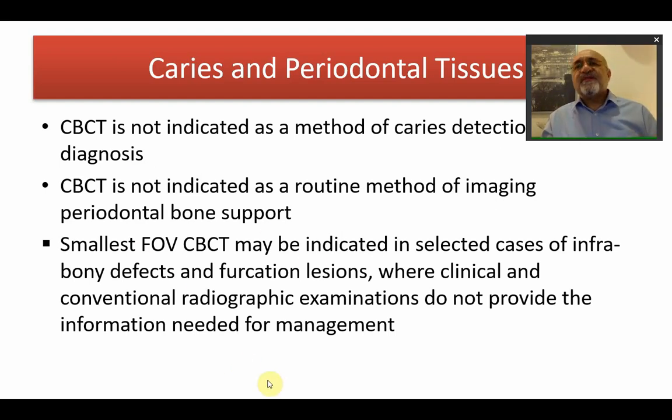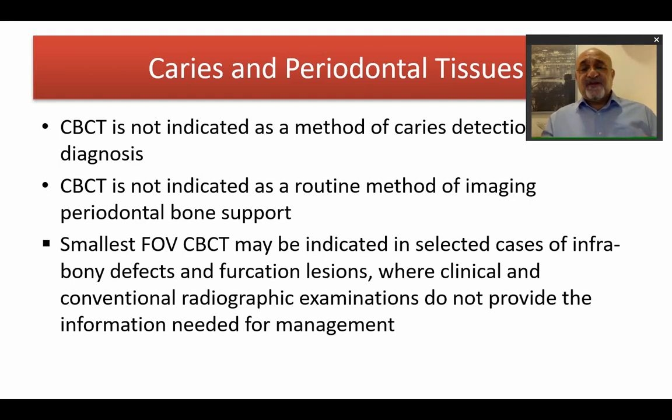The smallest one in the market now is 4 by 4 centimeters, 75 microsievert, 75 microns, the voxel size, which gives a high resolution. Which the high resolution, by the way, is always less than in a periapical radiograph.